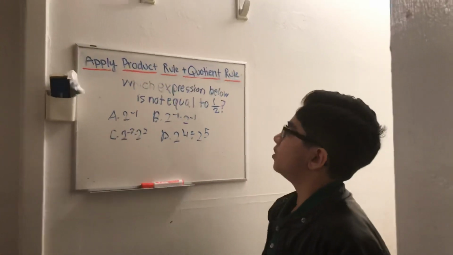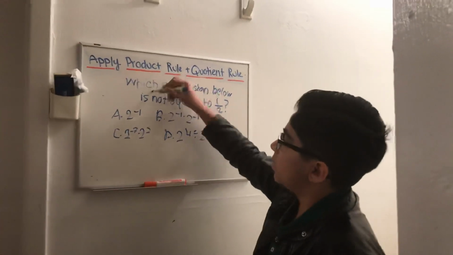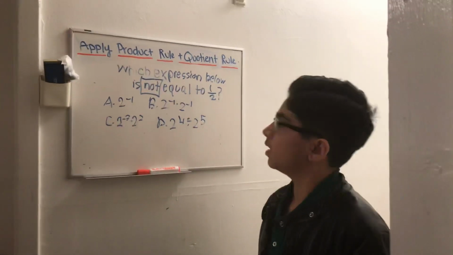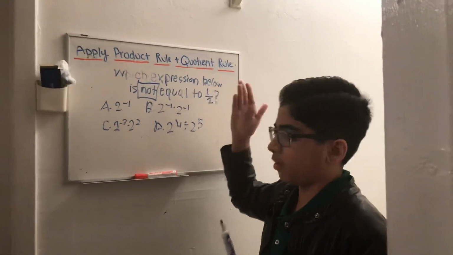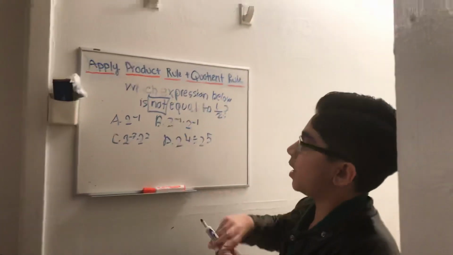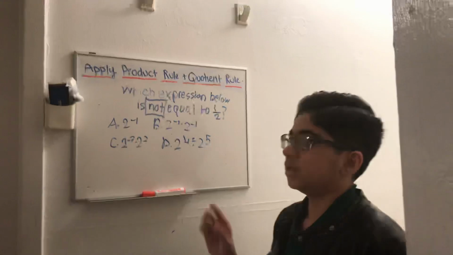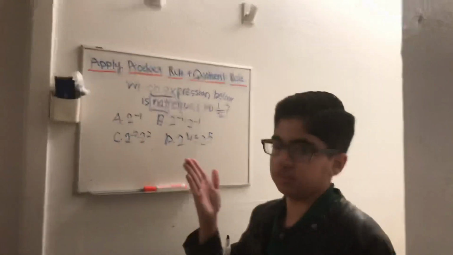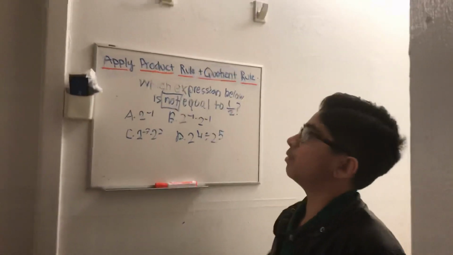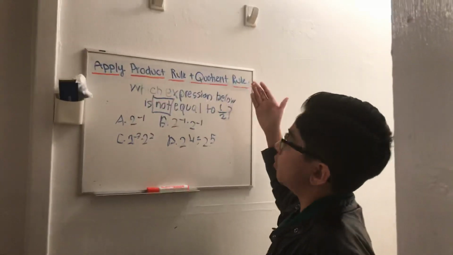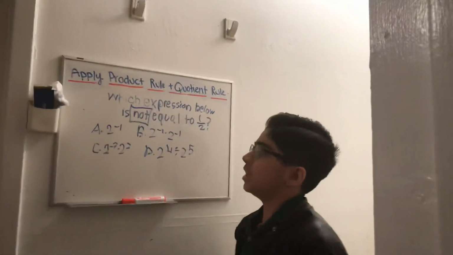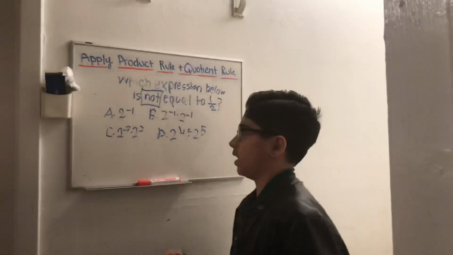Now they're asking you which expression below is not equal to 1/2. A common mistake is that people don't read the question carefully and think which expression is equal to 1/2. It says not, so we have to find out something that is contradicting the answer 1/2. So same thing like the last problem, we apply the product rule and or quotient rule to every choice and see which expression is not equal to 1/2.